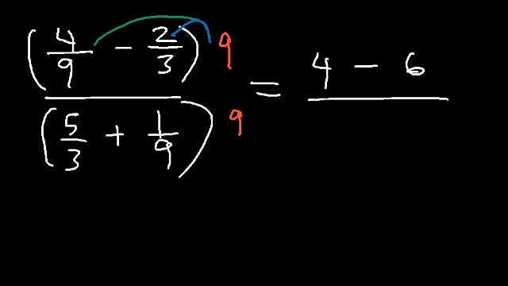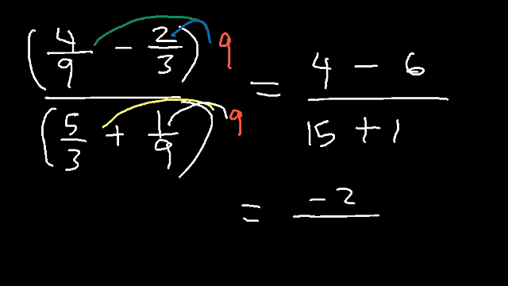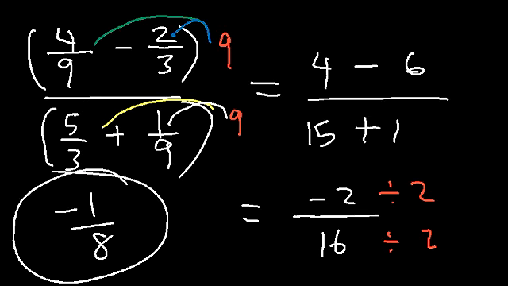Now let's multiply 9 by 5 over 3. 9 divided by 3 is 3 times 5 is 15. And 9 times 1 over 9 is simply 1. The 9's cancel. So 4 minus 6 is negative 2. 15 plus 1 is 16. We can reduce the fraction by dividing the top and bottom by 2. So the final answer is negative 1 over 8.